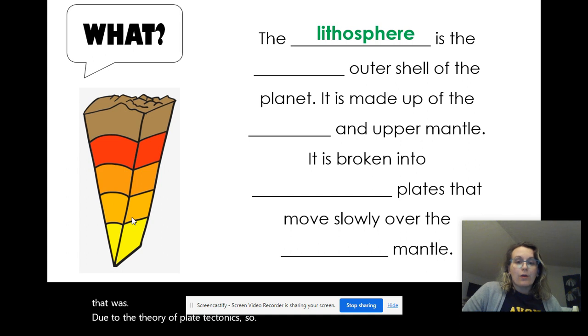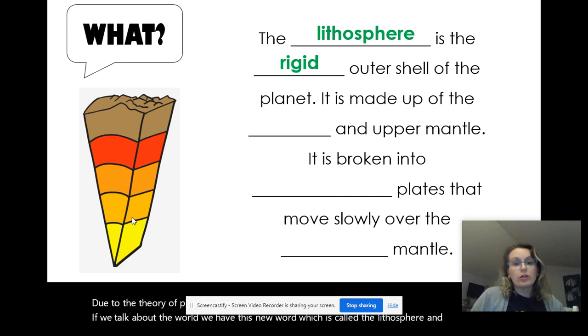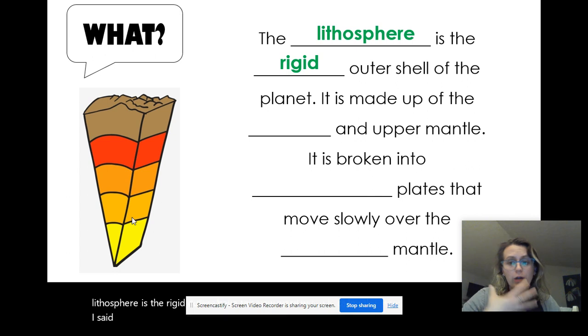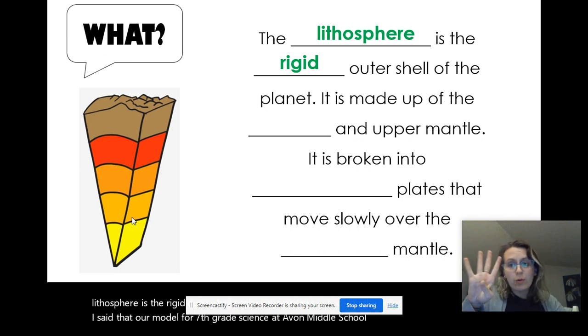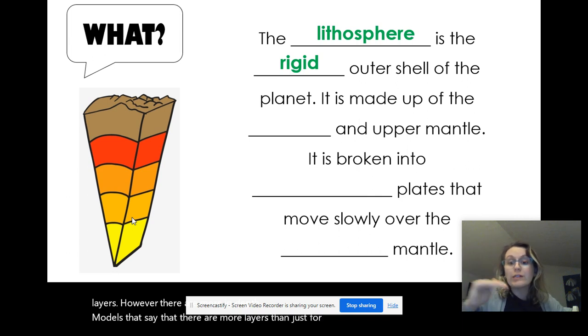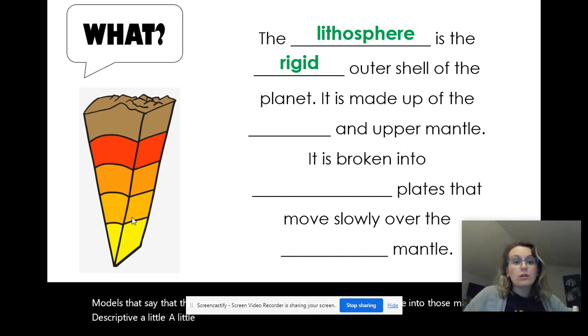So if we talk about the world, we have this new word which is called the lithosphere. And the lithosphere is the rigid outer shell of the planet. Now, I said that our model for 7th grade science at Avon Middle School South states that we have 4 layers. However, there are more in-depth models that say that there are more layers than just 4. This is going to dive into those more descriptive models a little bit more.